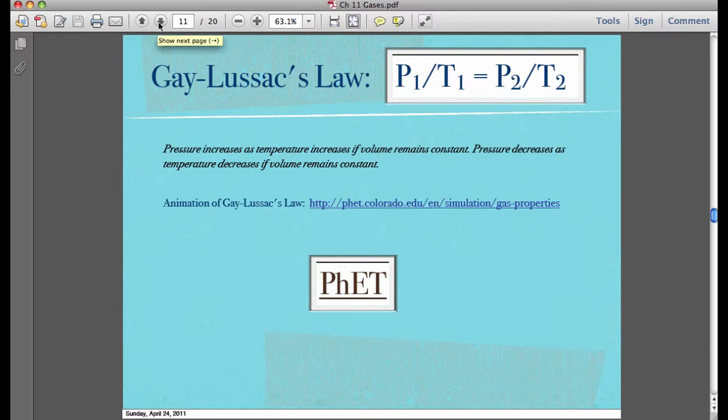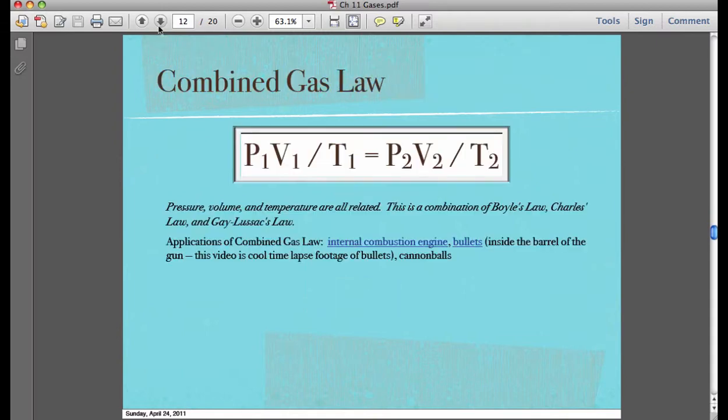We're going to wrap that up with Boyle's and Charles' law to come to the combined gas law, which says P1V1 over T1 equals P2V2 over T2.